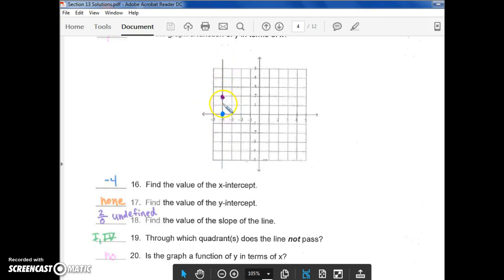So this is a really terrible example of something trying to be a function because it's not even close. So is the graph a function of y in terms of x? No way.